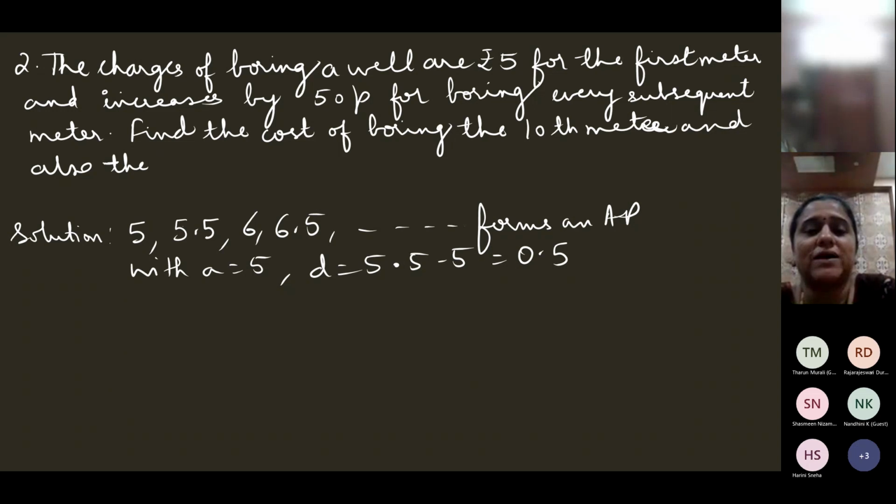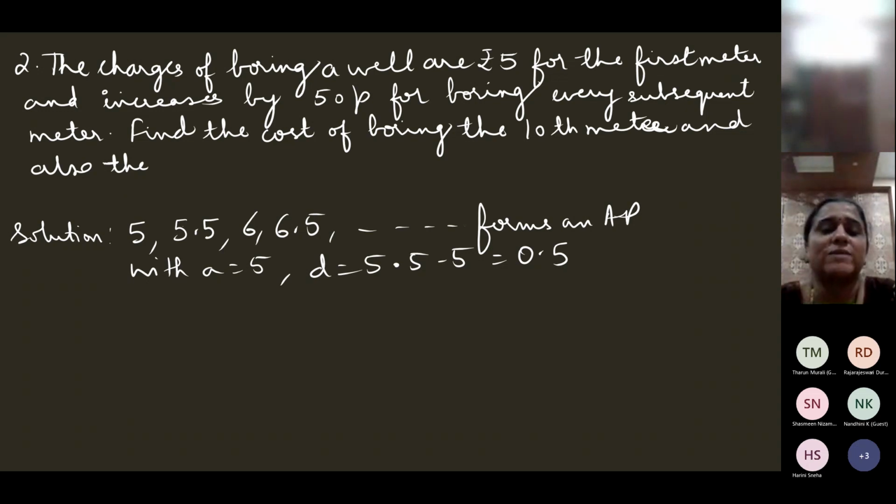And then it increases by 50 paise for boring every subsequent meter. Subsequent meter is like second meter, third meter, fourth meter, like that. So then what is 5.5? All of you understand that 50 paise more, no? So 5.5. Then another 50 paise more, so 6. 50 paise more, 6.5.